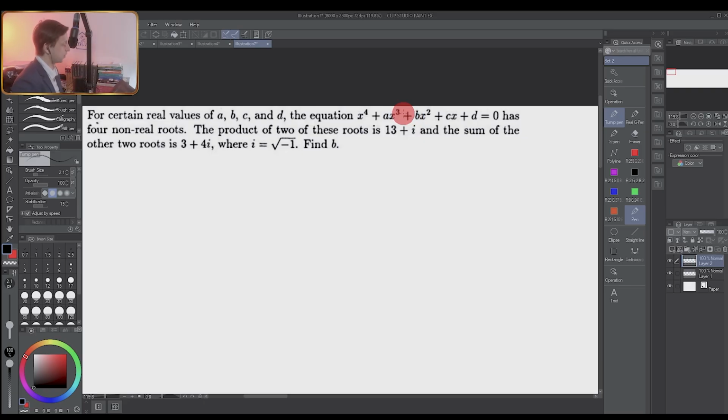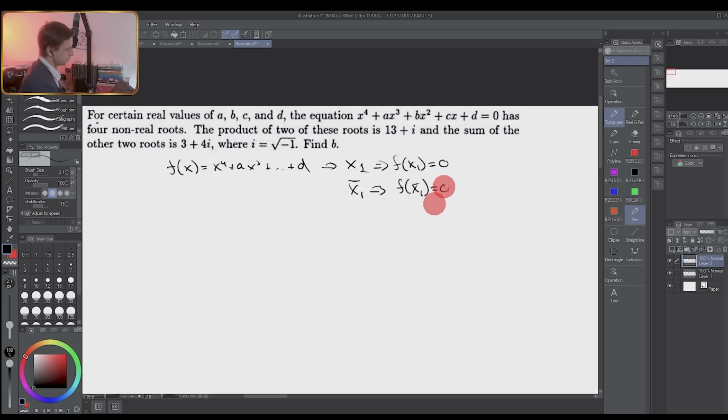So let's remember the basic fact, and even the condition of this problem pushes you to remember a simple fact. If you have a polynomial with real coefficients, and in our case it looks like this, x to the 4th plus a x cubed plus and so on plus d. There is a polynomial with real coefficients, and there is some complex number, let's call it x1, which is a root of your polynomial. So x1 is such that f of x1 is 0. If it is true, then x1 conjugate is also a root of your polynomial.